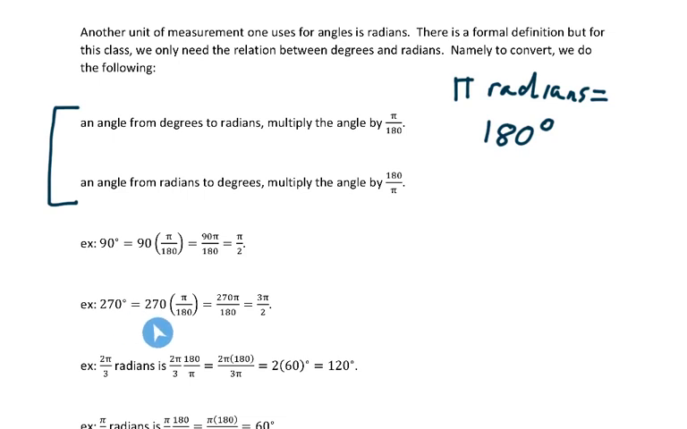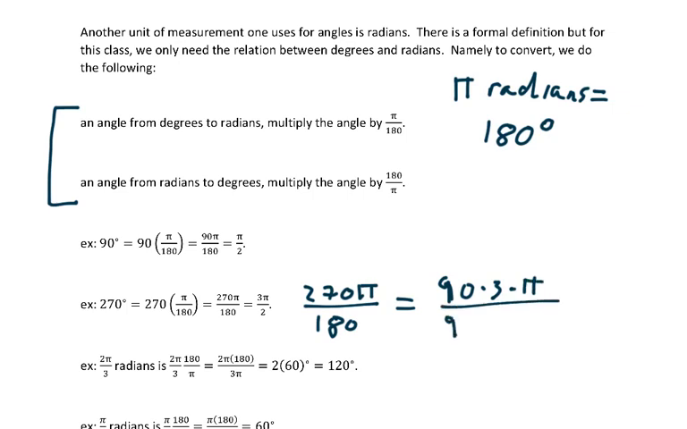270 degrees, again, same idea. You multiply by pi over 180, you get 270 pi over 180, and it's good to reduce that, of course. What you end up getting by reducing it is 3 pi over 2. Basically, 270 pi over 180, that's actually the same as 90 times 3 times pi. 180 is 90 times 2. So you can see the 90s are actually going to cancel. So that's why we get 3 pi over 2.